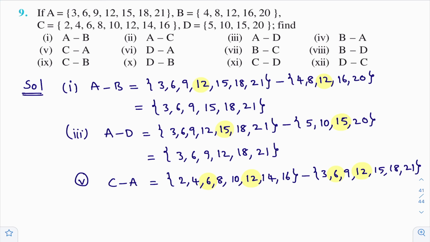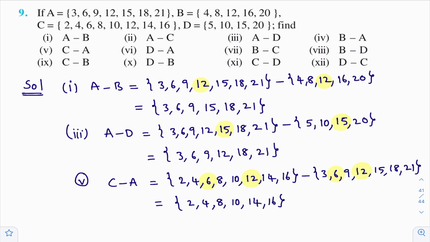Now, other than these common elements, in first set what elements are there? That is C minus A. Those elements belong to only C but not in A. I hope you are understanding. So what is C minus A? C minus A is 2, 4, 8, 10, 14, 16.